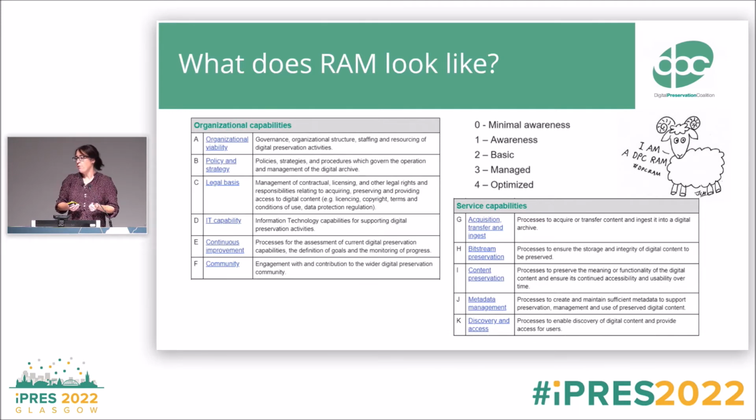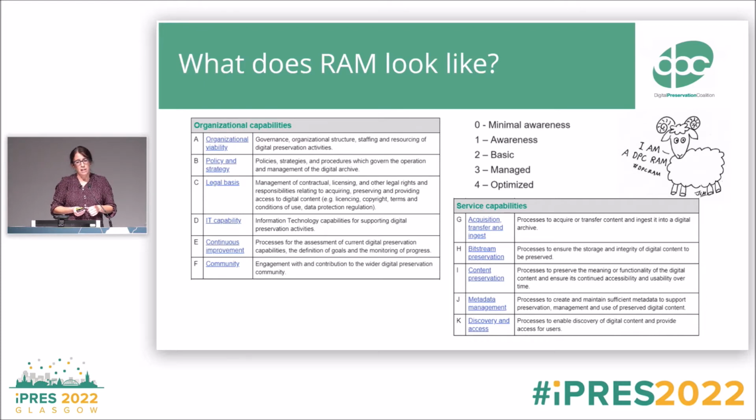And then the other 5 capabilities of RAM are what we call the service capabilities. And these are much more the hands-on parts of digital preservation. So they're the things that you're actually doing to the digital content in order to preserve it and provide access to it. So they include things like metadata, bitstream preservation, much more hands-on stuff.